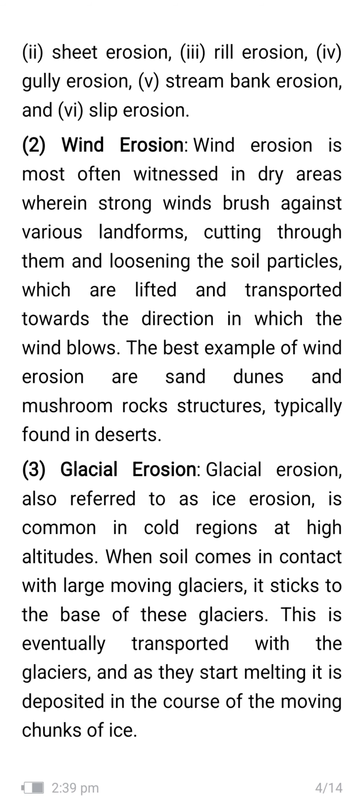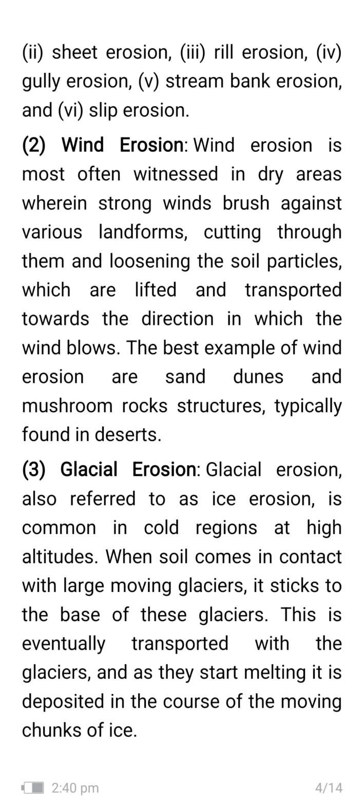Wind erosion is most often witnessed in dry areas, where the soil is very loose. There it causes much wind erosion. In dry areas, the bonding of soils is not very strong, so it can easily be moved by the winds. Strong winds brush against various landforms, cutting through them and loosening the soil particles. The best examples of wind erosion are sand dunes and mushroom rock structures typically found in deserts.